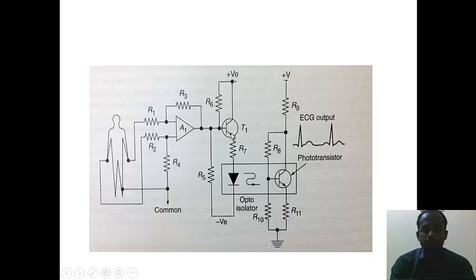Now the photodiode is biased by using R7. The photodiode converts this signal using the power supply from the differential amplifier, and gives it to the optical isolator, which gives it to the phototransistor. Now the phototransistor, with its biasing resistors, when the signal is greater than the biasing voltage, it will conduct the signal from plus V to the ground. That's how the ECG output is obtained.